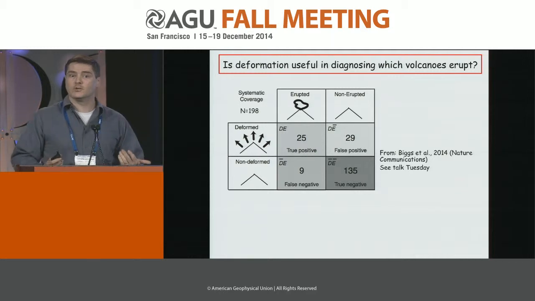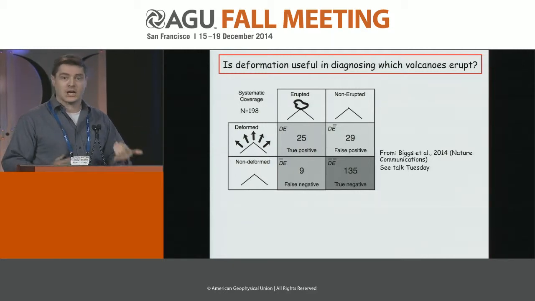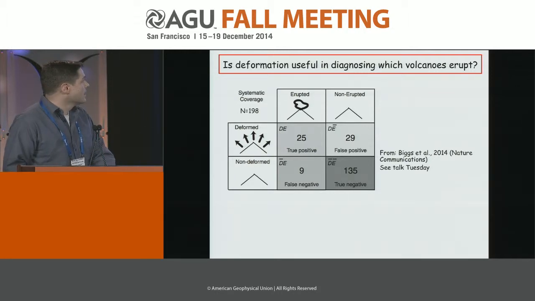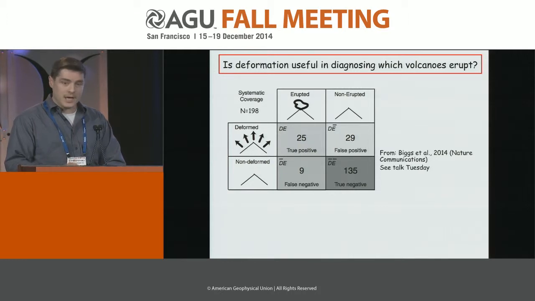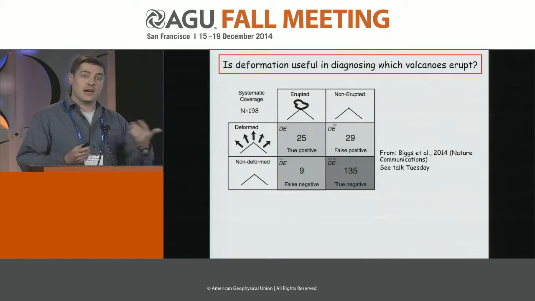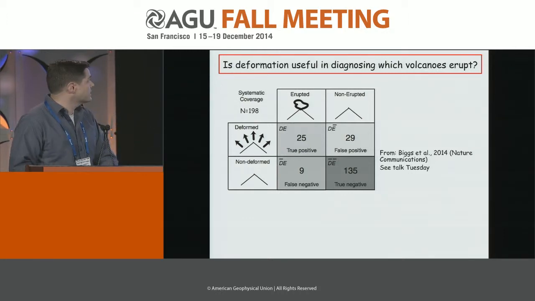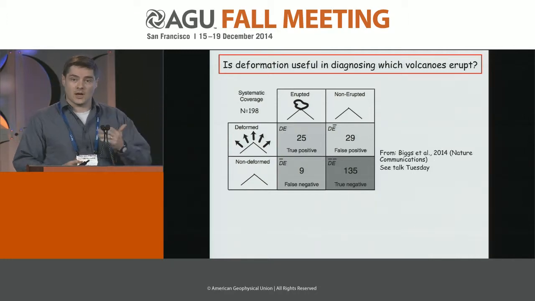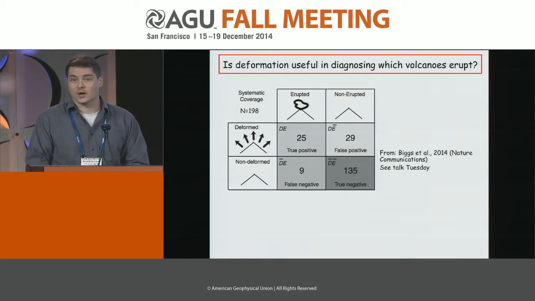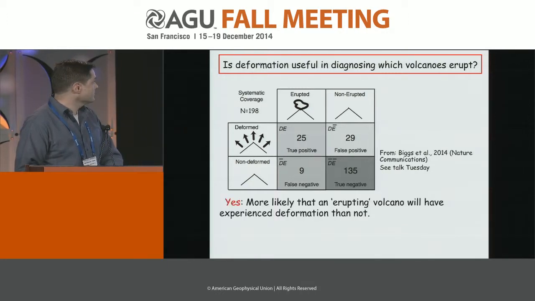The question is, are deformation observations useful for understanding whether an eruption is about to happen? I'll point you to a talk that Juliet Biggs will be giving tomorrow, summarizing in her paper. The short answer is yes. There are, of course, volcanoes that we know deform and do not erupt, and that do erupt and don't deform, but in a broad sense, most volcanoes fall into the category of showing deformation and also erupting. Also importantly, the ones that are not deforming are often the ones that are not erupting.